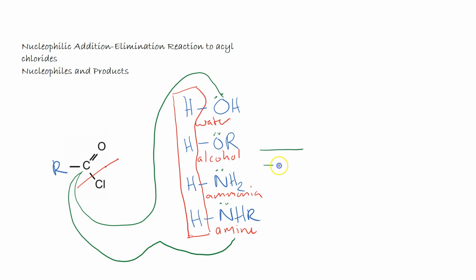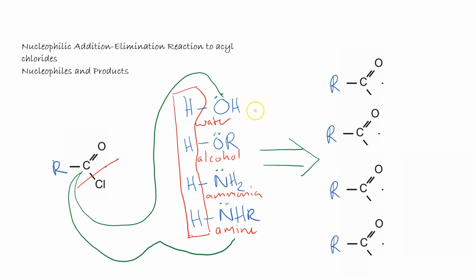And what this means is we can end up with a variety of different products. If we do this reaction with water, we end up with an OH group attached, and we have a carboxylic acid. If we do this reaction with an alcohol, then we end up attaching an OR group, and we form an ester.